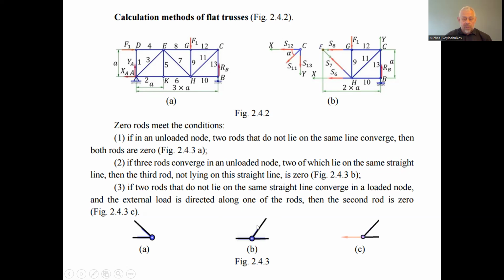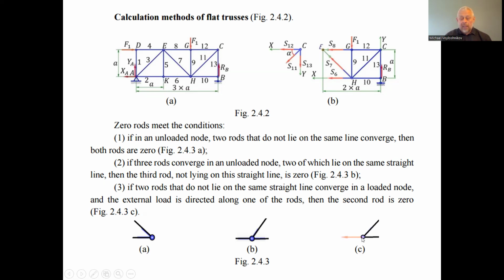Do not have the forces inside. And attribute 3: if two rods that do not lie on the same straight line converge in a loaded node, and the external load is directed along one of the rods, then the second rod is zero. If here we have a node, as on the left A, almost the same on C, but the node is loaded by a force, and this force is on the same straight line as one of the rods, for example, here we can see the rod on the same straight line with the force.